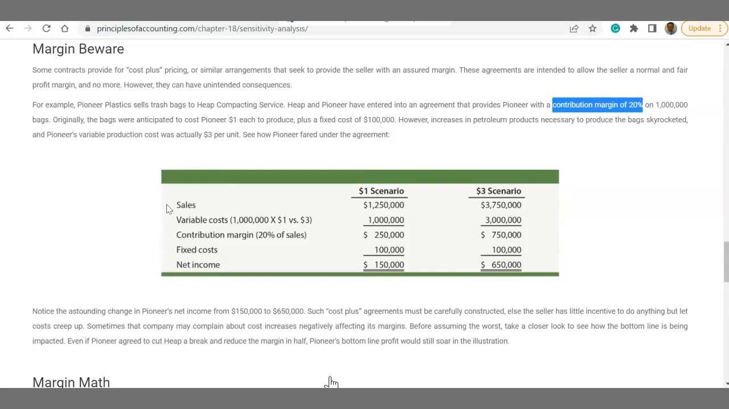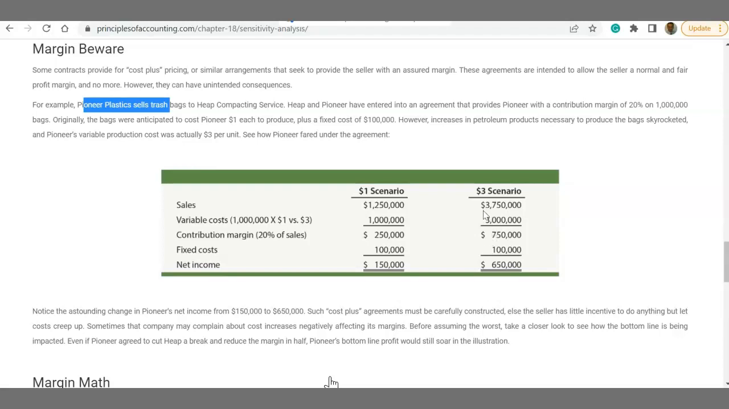But all of a sudden, the cost of petroleum increased. So here, the petroleum product increased the cost, and the variable cost, instead of $1 per bag, was $3 per bag. But because they have an agreement, the buyer had to pay more automatically according to this agreement to make sure that the producer, Pioneer Plastics, still keeps that 20% contribution margin.